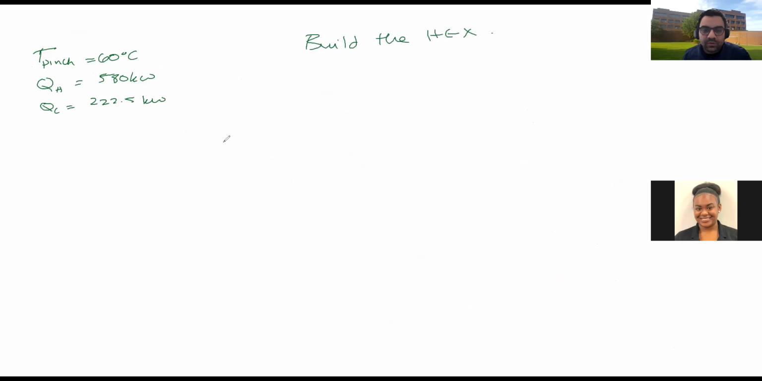So at this point, I have my T pinch is 60 degrees Celsius. My QH, we said, was 580 kilowatts. And my QC was 222.5 kilowatts. And now let's build the heat exchange network for this problem.